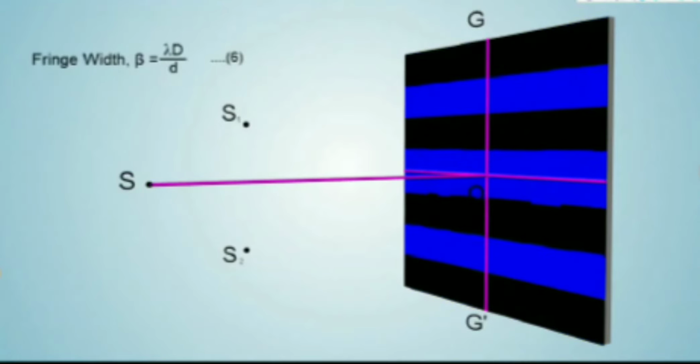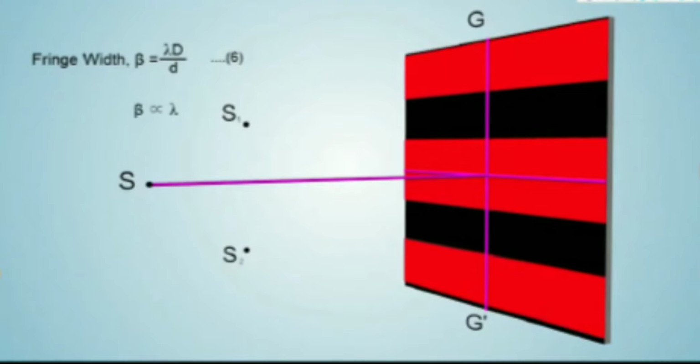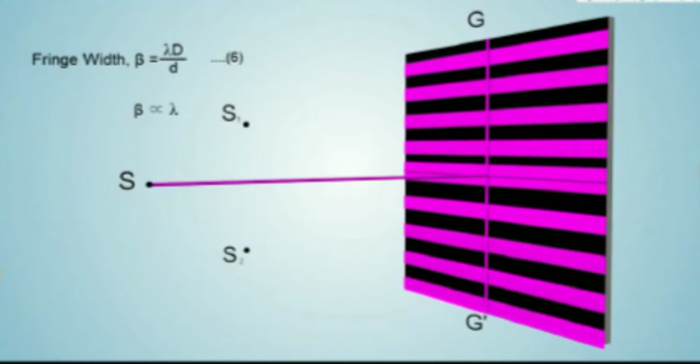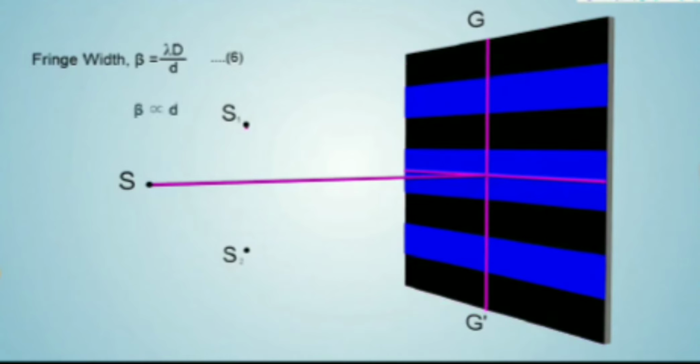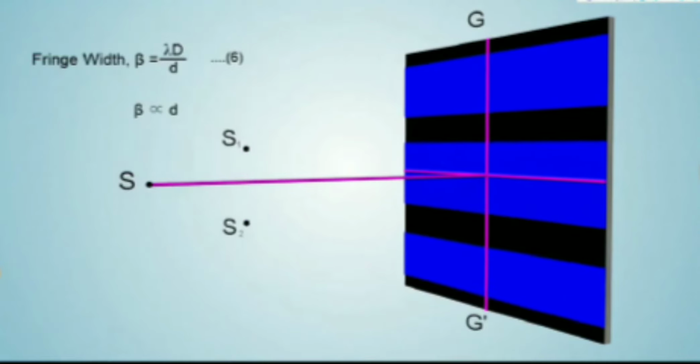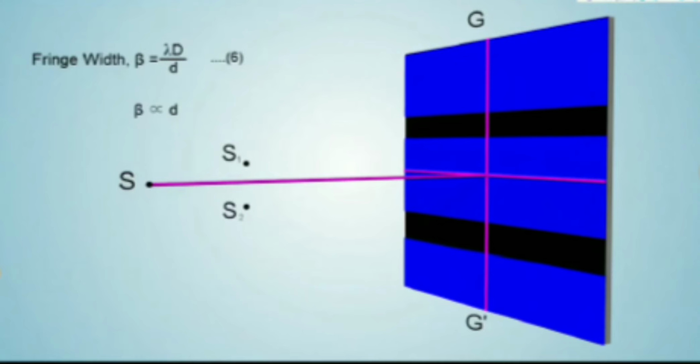Now, look at equation 6 again. The fringe width of any interference pattern is directly proportional to the wavelength of the interfering light waves. The fringe width is maximum for red light and minimum for violet light. The fringe width is inversely proportional to the distance d between the two sources S1 and S2. If we decrease the distance between the two sources, the fringe width increases.